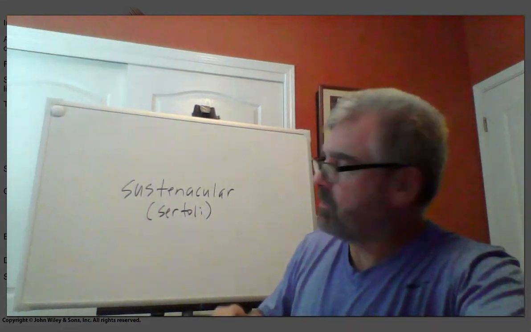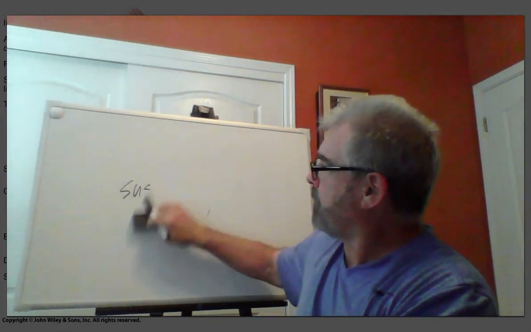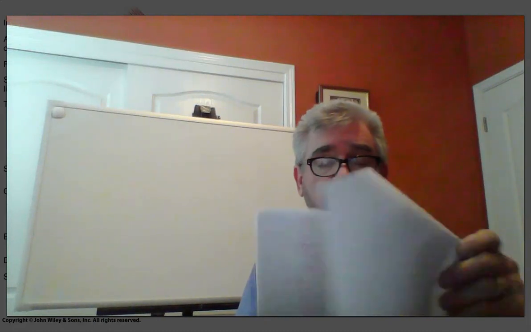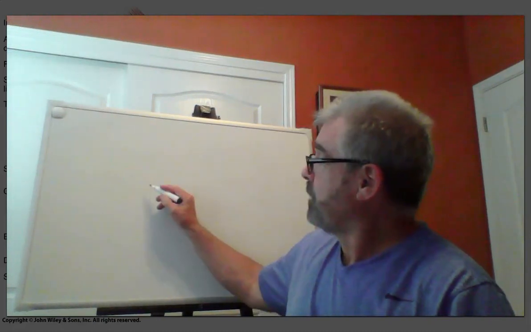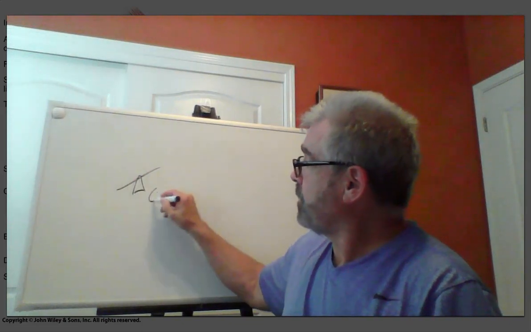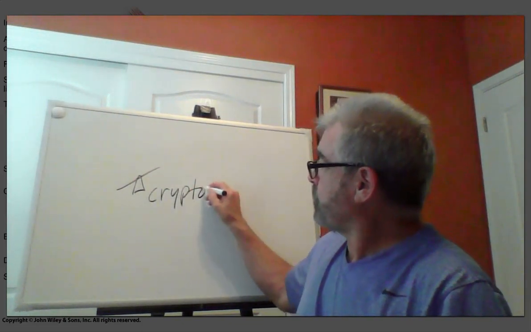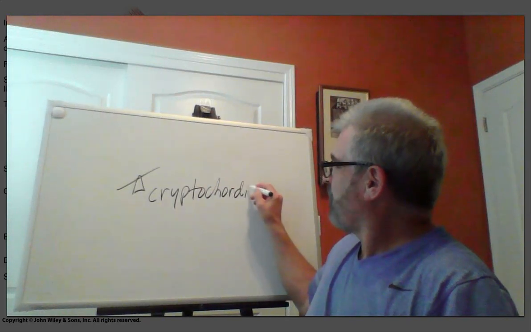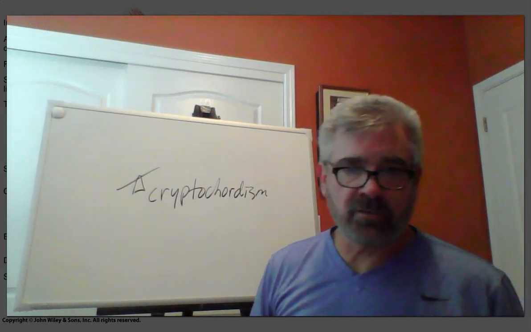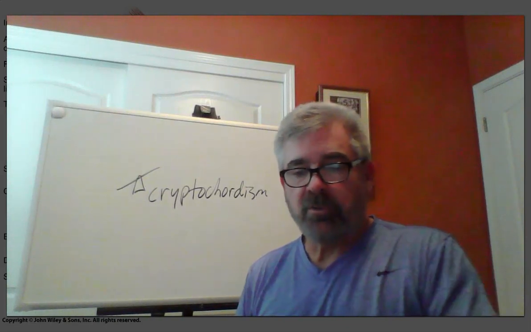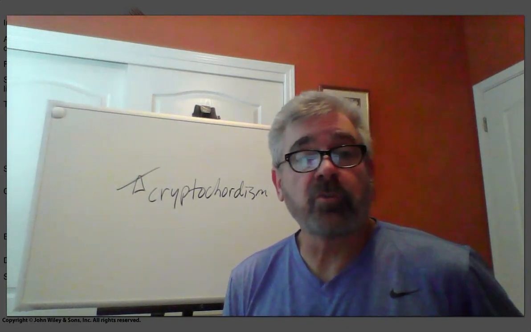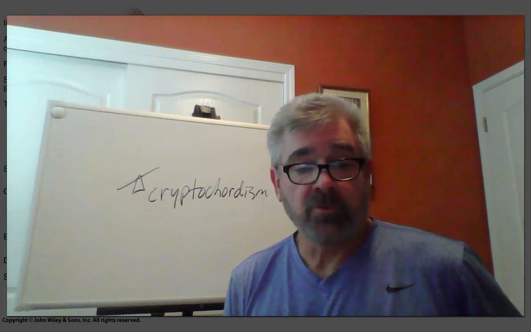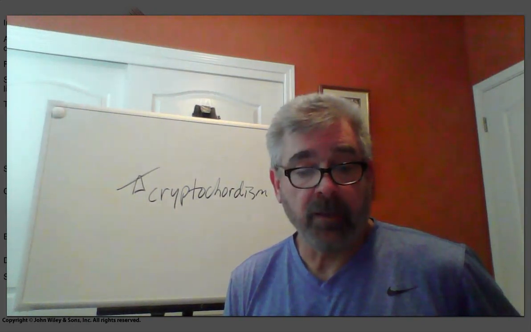So when we talked about the testes, we said the testes tend to descend around the last half of the seventh month in fetal development. But sometimes the testes fail to descend. The term for that is cryptorchidism, undescended testis or testes. That happens in about 5% of newborn males, so it's not that unusual for that to happen.